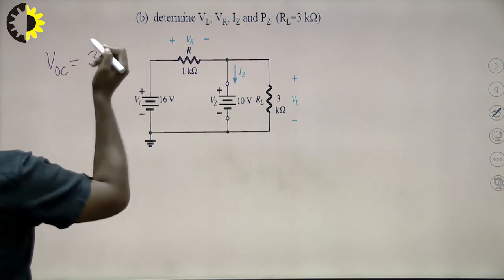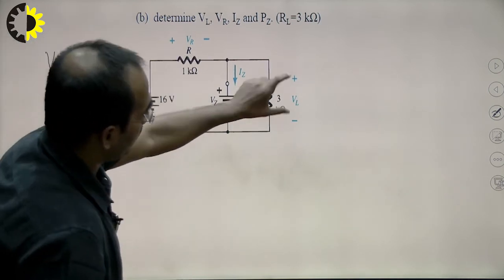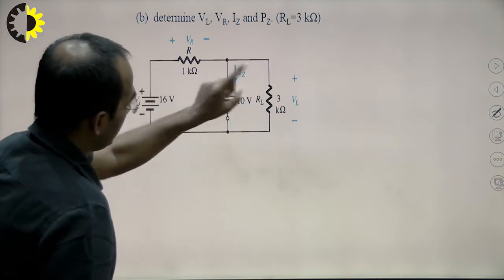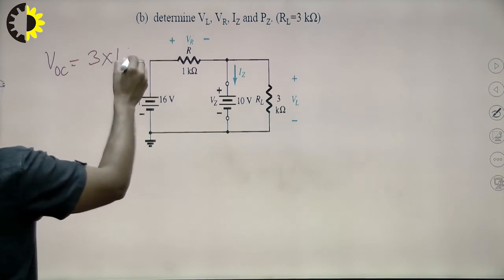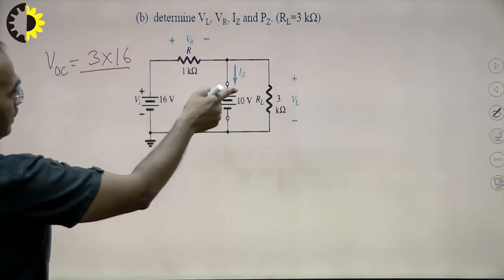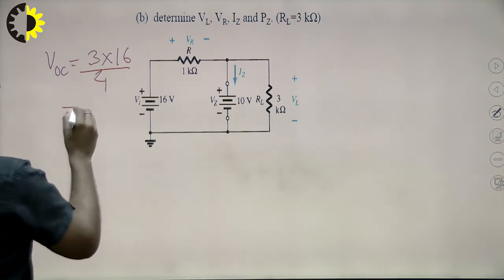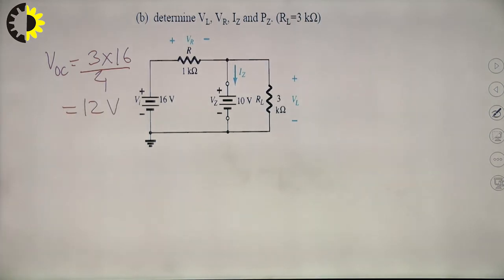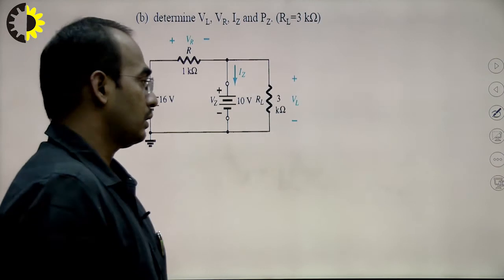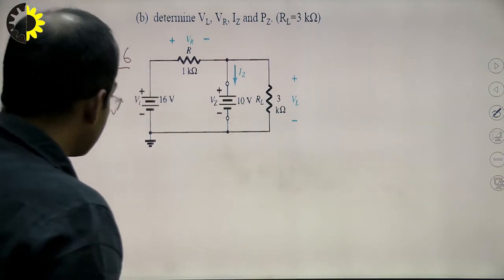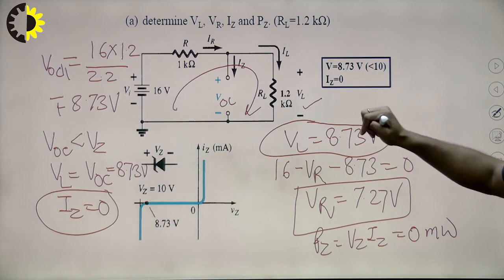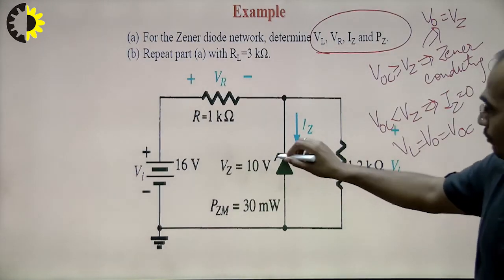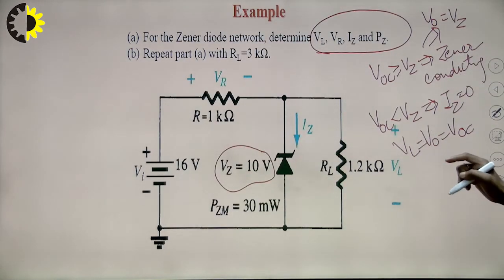the input voltage divided by the total resistance. So I am going to replace this 3 into 16 divided by 3 plus 1, that is 4. So what will I get? I am getting here VOC is 12 volt. Now, you can see that Vz given to you, the Zener voltage, is 10 volt.